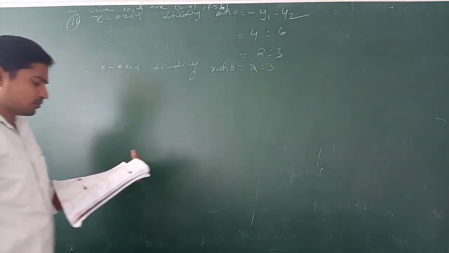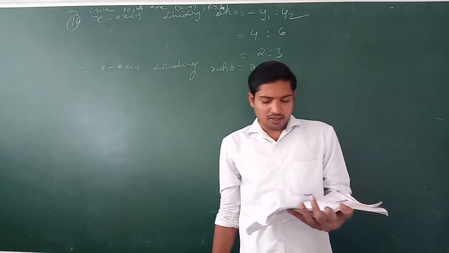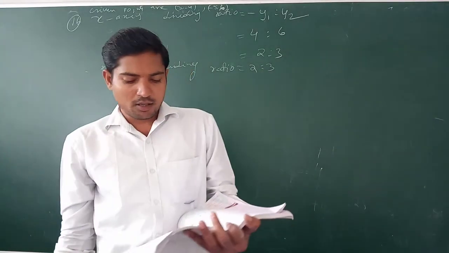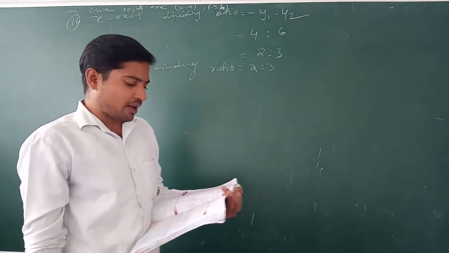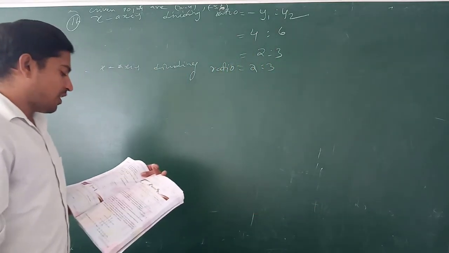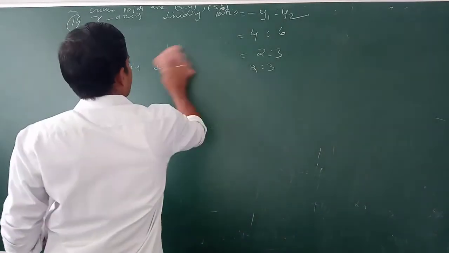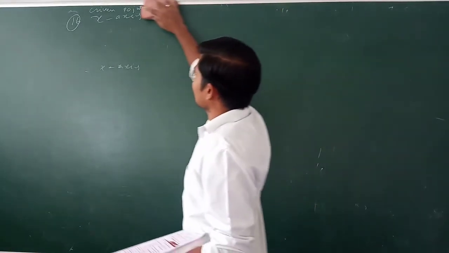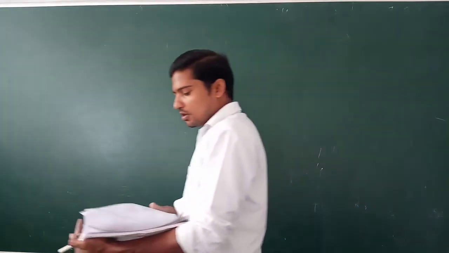The next problem. Let P and Q be the points on the line segment joining A and B such that AP is equal to PQ is equal to QB. Then find the midpoint of PQ. A very interesting and a little bit difficult one this is. The x-axis dividing ratio is minus y1 is to y2, then the y-axis dividing ratio is minus x1 is to x2. Remember, don't forget.